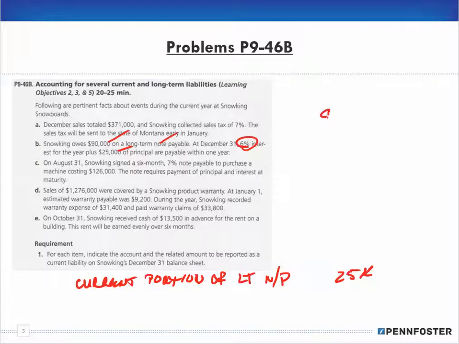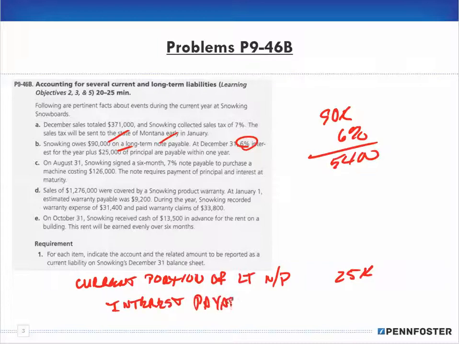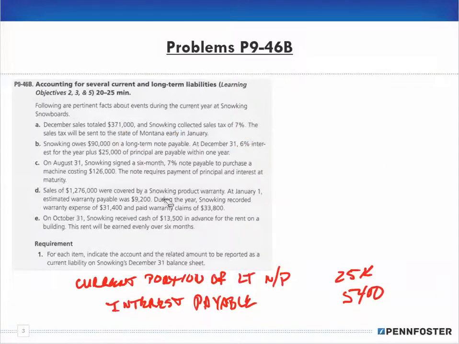Okay, so 90,000 times 6% is $5,400. Right? So you're going to have your interest payable, which is going to be $5,400. Okay, that's what's going to show up in your current liability section.